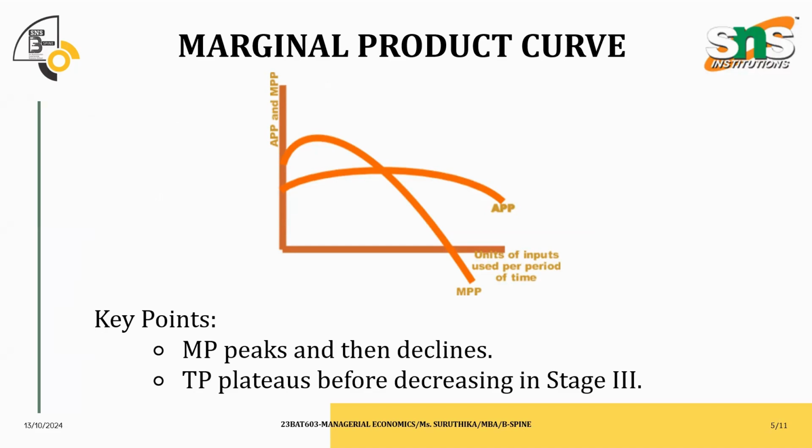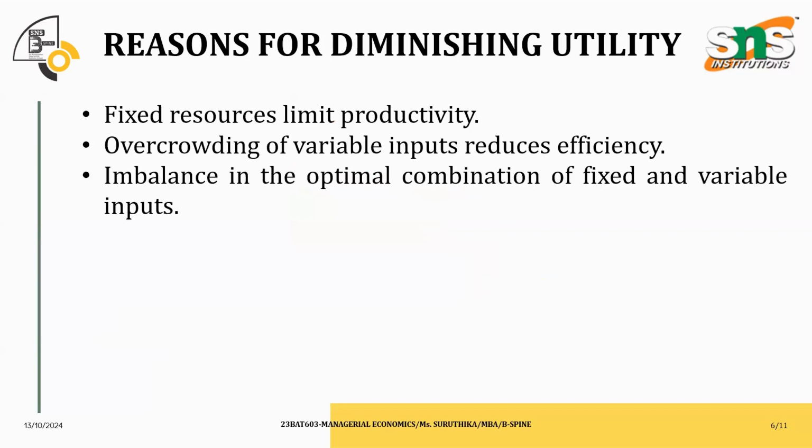So this curve would help us have a better understanding of marginal product. So marginal product always attains a peak and then starts to decline. The total product attains a plateau stage before it decreases in stage 3. So in stage 2, total product comes to a standstill. It attains a plateau state before it starts decreasing in stage 3.